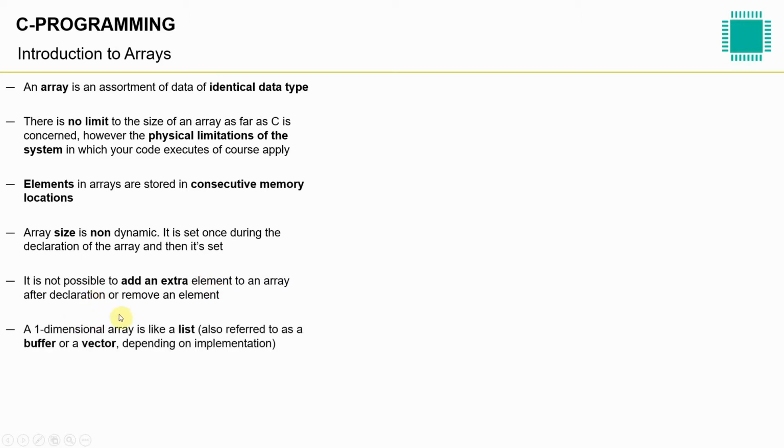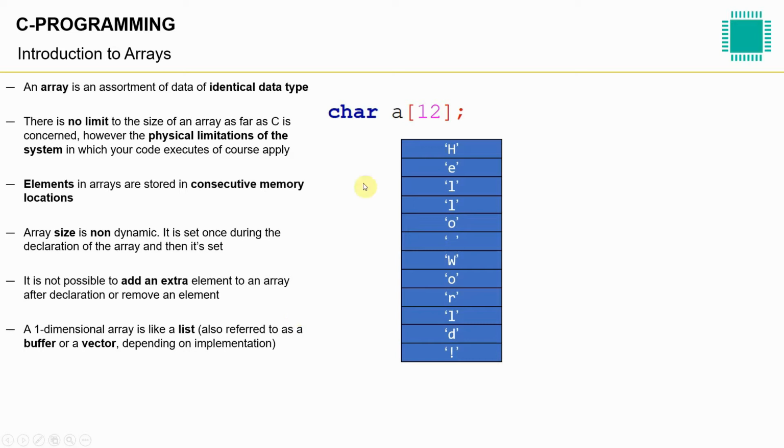A one-dimensional array is like a list. It's also referred to as a buffer or a vector. You might have heard it referred to as any of those two things, depending on implementation. And this is how you go about declaring an array of characters with size 12, so an array of 12 characters. And that's what it would look like in memory if you were to write hello world in it.